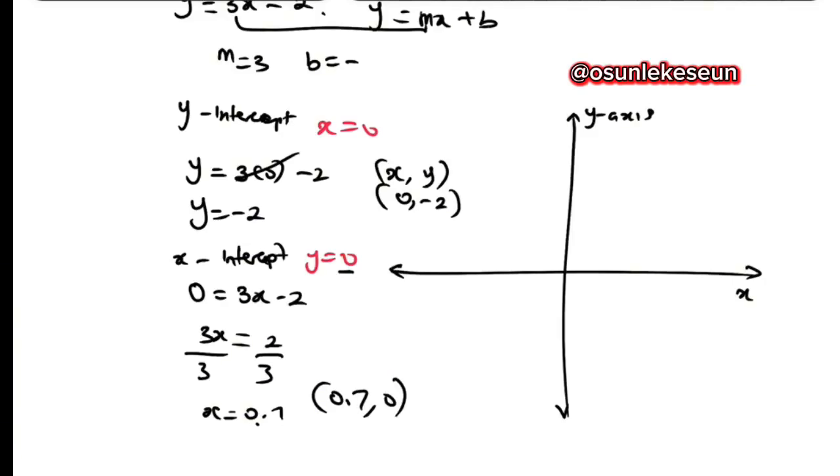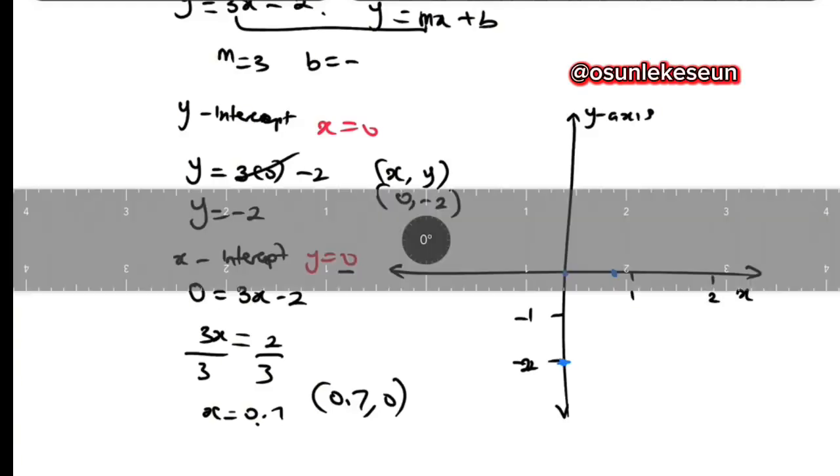So this is negative 2 here. And on our x-axis, this is 1 and this is 2. When x is 0, y is negative 2. Let me use another pen color. So when x is 0, y is negative 2. We move down the y-axis, and that's the point here, where y is negative 2. And when y is 0, x is 0.7. So let's say 0.7 is around this point. So we can now draw a straight line through them.